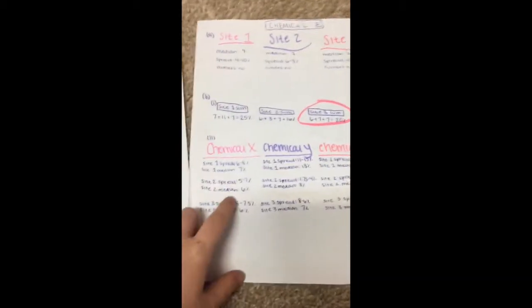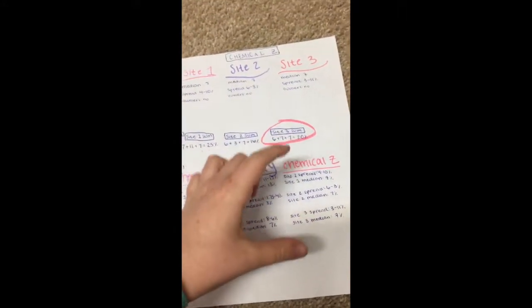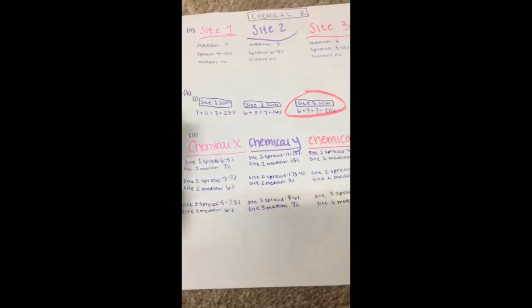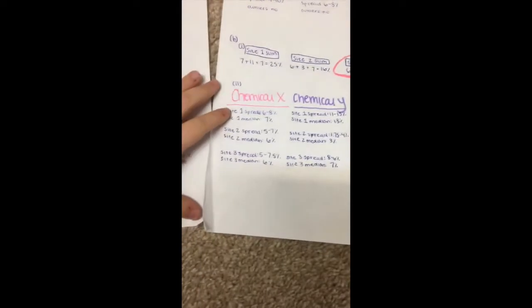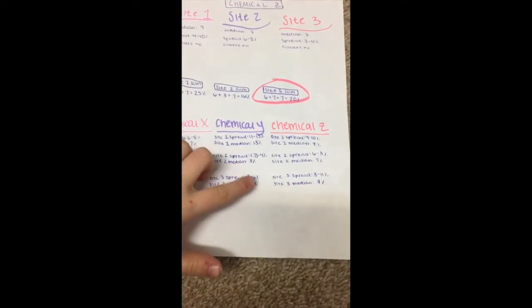And so I translated that over here, and I have basically a breakdown of every single chemical that's used to identify the clay pieces. When you look at it, it has a site 1 spread, site 1 median, site 2, and so on. And when you look at chemical Y, it definitely has the most variety. This is really important because you're looking at the medians: for chemical X, 7, 6, and 6. The medians for chemical Z, 7, 7, and 7. But then you look at chemical Y and you have 13, 3, and 7.